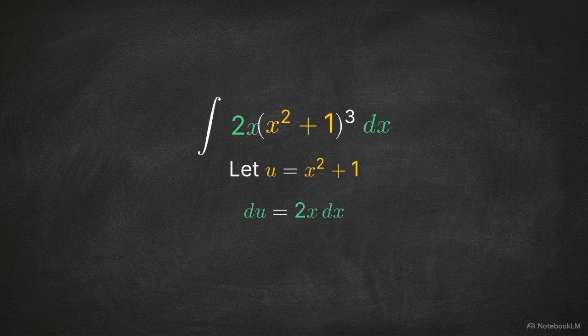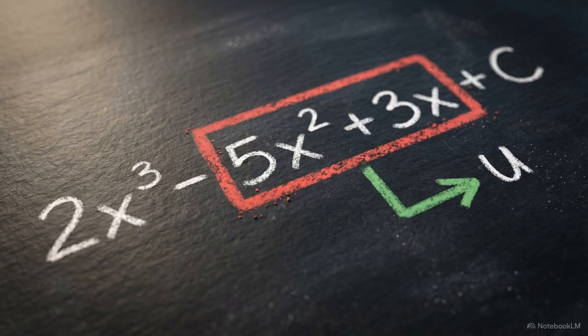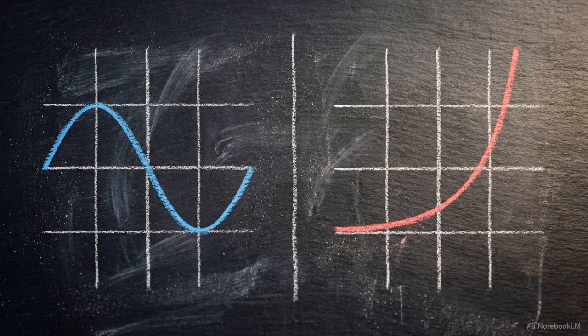Since the derivative of x squared plus 1 is 2x, the outer multiplier is absorbed into du. This collapses the complex equation into a basic polynomial integral. Substitution allows us to mathematically simplify composite systems into calculable components. A different challenge arises when we must integrate two unrelated functions that are multiplied together. For these cases, we use integration by parts to reverse the calculus product rule.